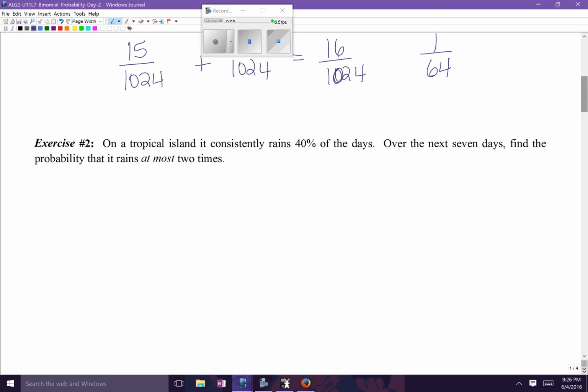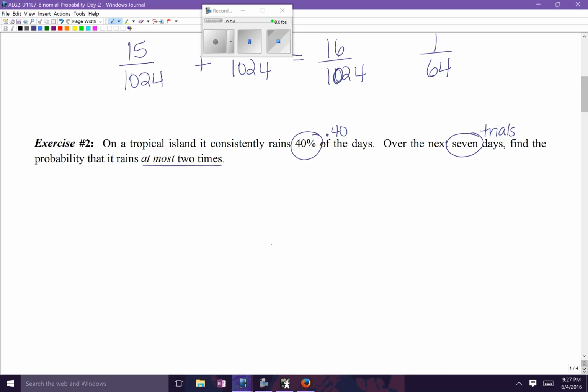On a tropical island, it consistently rains 40% of the days. Over the next 7 days, find the probability that it rains at most 2 times. So what do we got going on here? So this is important. This is my number of trials. My probability that it rains is 40%. Convert that to a decimal. And we want to know that it rains at most 2 times.